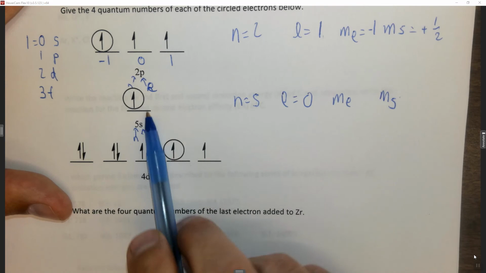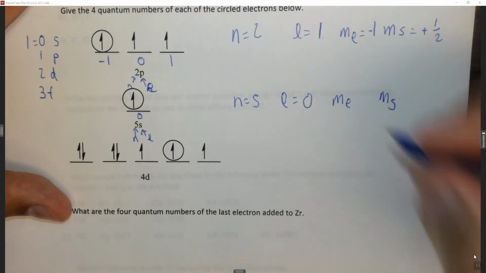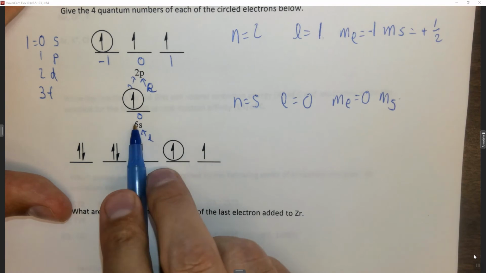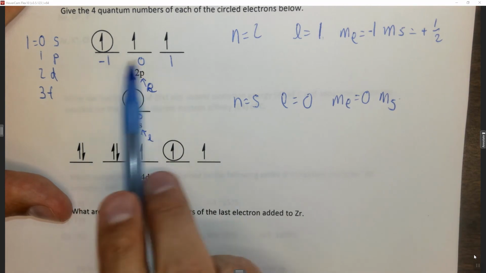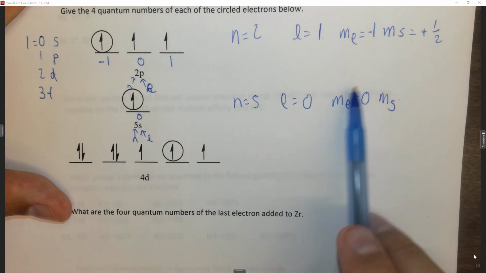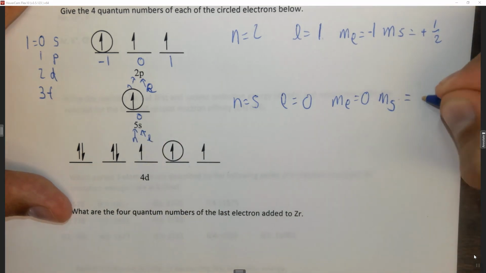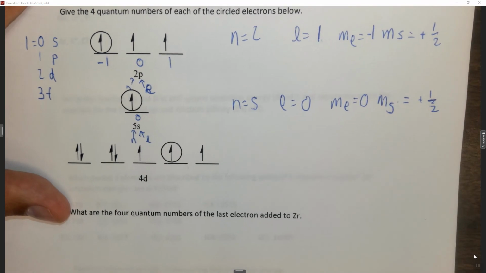You'll note that there's only one s orbital. So the m sub L of this s orbital, or any s orbital, has to be 0, because there's only one of them. With the p, there's 3, so you could have the -1, the 0, and the 1. With the d, there's 5, as you'll see in a minute. But here, there's only one possibility, which is 0. This electron happens to be spin up, so the spin up makes it plus 1/2.